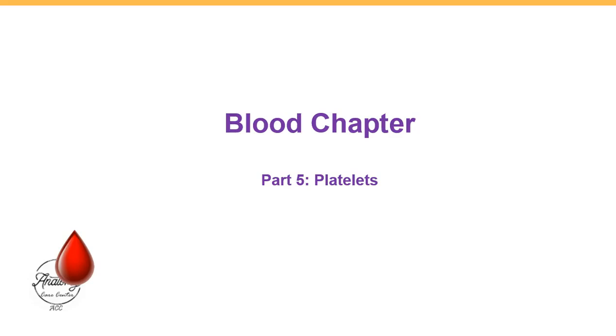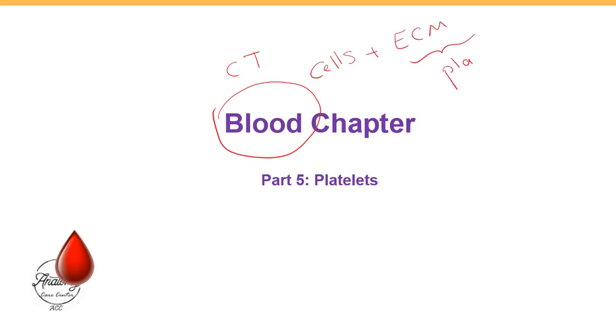So platelets are another formed element of the blood. As we discussed before, blood is a connective tissue, and like the other connective tissues, we have to define the cells and extracellular matrix for the blood. The extracellular matrix is plasma and the cells are called formed elements.